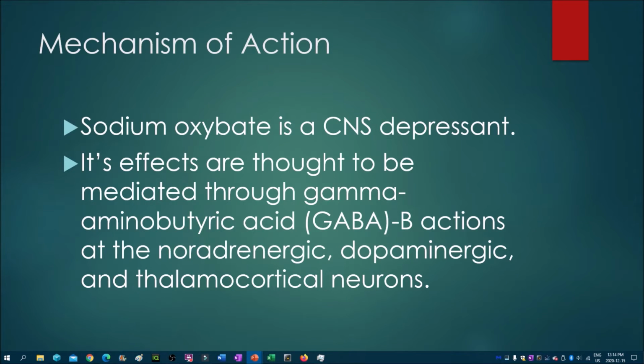So the first thing to discuss here would be the mechanism of action or how this medication works. So sodium oxybate is a central nervous system depressant. Its effects are thought to be mediated through gamma-aminobutyric acid, or GABA-B, actions at the noradrenergic, dopaminergic, and thalamocorticoid neurons.